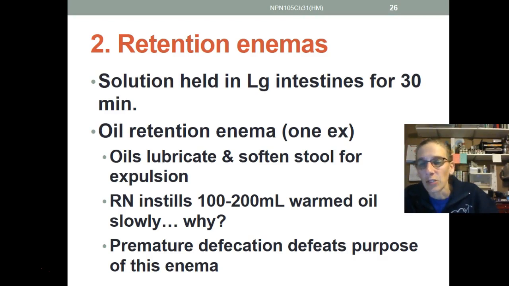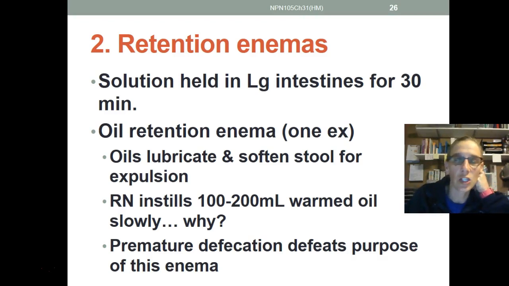Now, why do we have to do this slowly? If we do it quickly, what we're doing is stimulating the urge to defecate. So we need to do this nice and slow so that we don't stimulate that urge to defecate, because then nothing's had time to work. Premature defecation defeats the purpose of this enema.